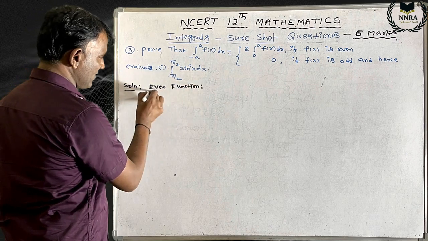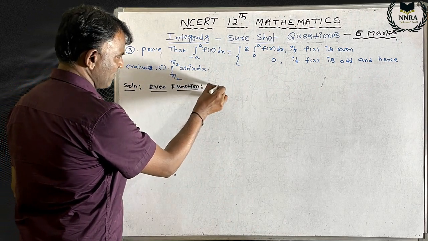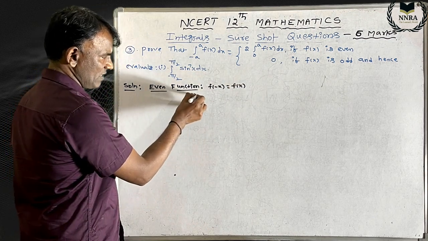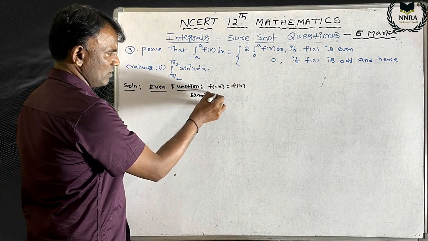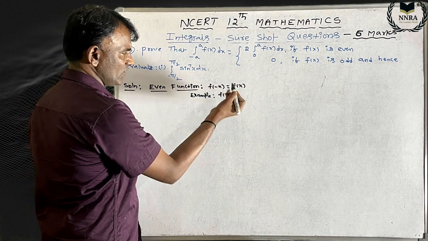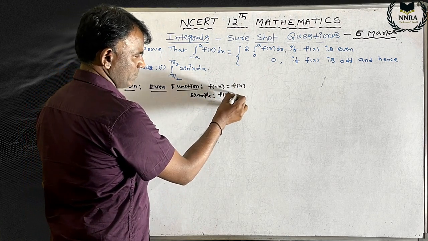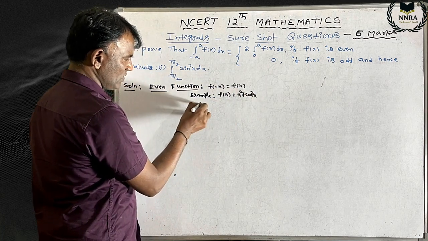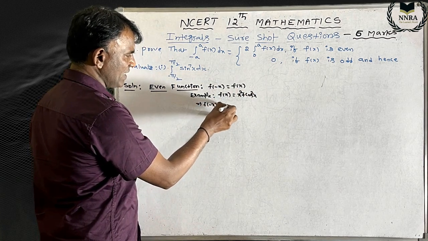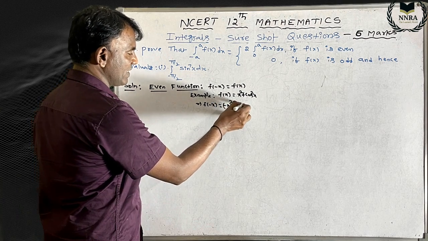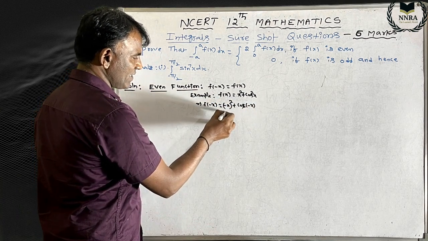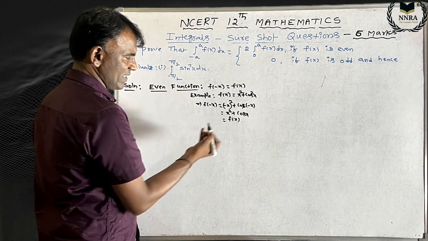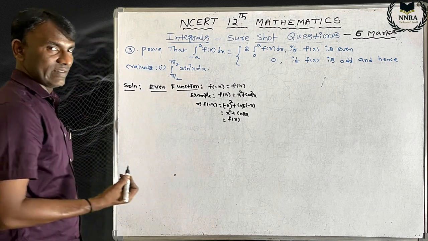So what is the definition of an even function? f of minus x equals f of x. For example, f of x is equal to x square plus cos x. Now f of minus x can be written as minus x whole square plus cos of minus x, right? So it is x square. Cos of minus x is cos x. Then it is equal to f of x. So that it is called an even function.